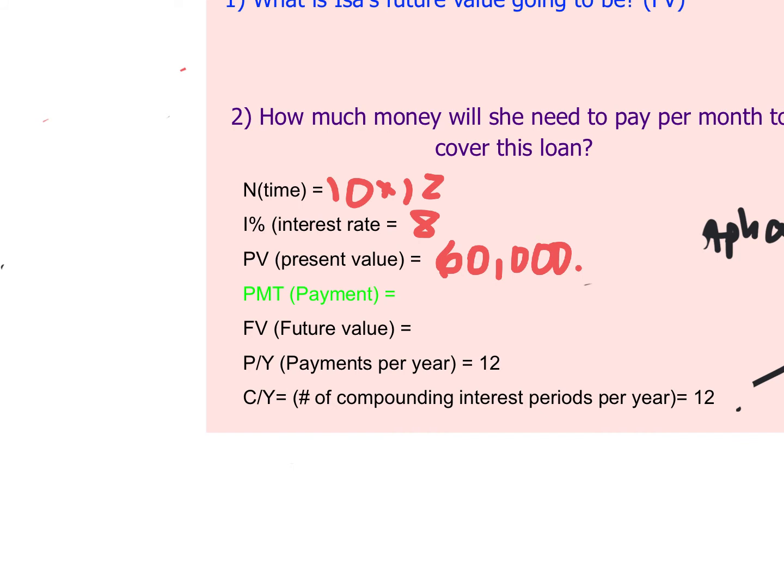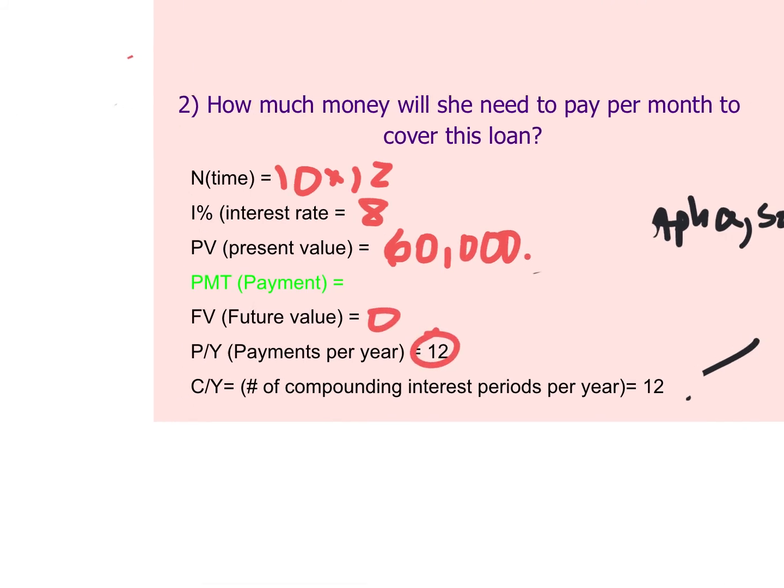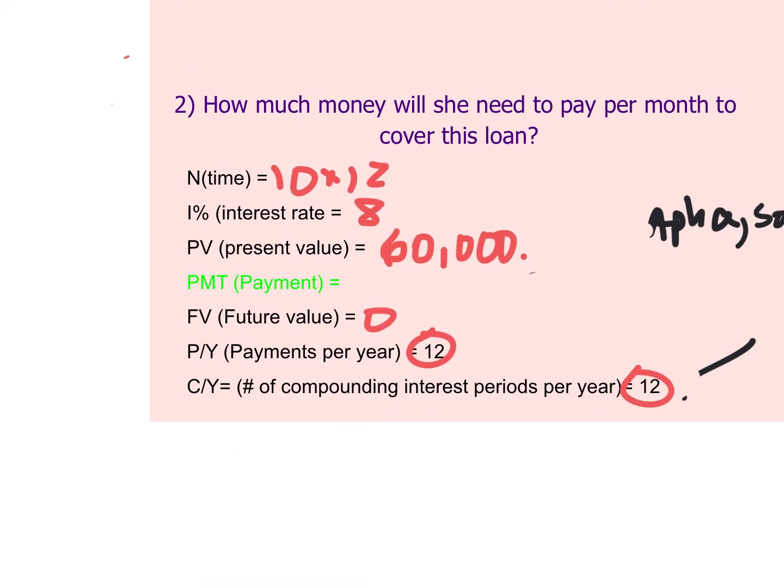Future value, you know what the future value is. On a loan, it's always 0. Always keep these as monthly because it's very rare. We could change that to quarterly and then it'd be a 4. We could change it to annual and it'd be a 1. But 9 times out of 10, they're monthly payments.